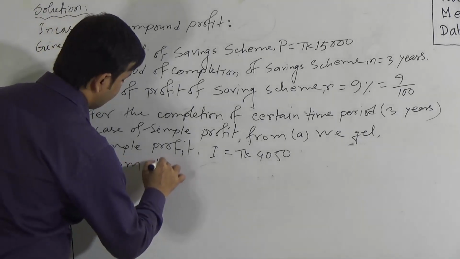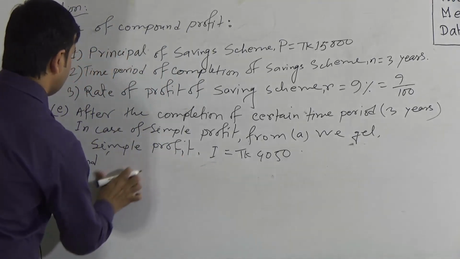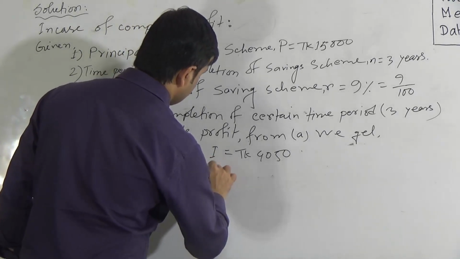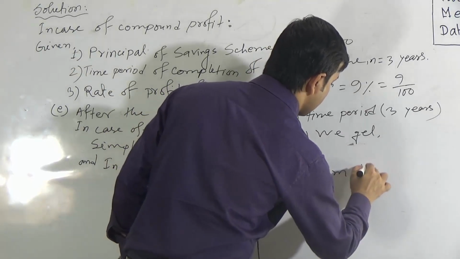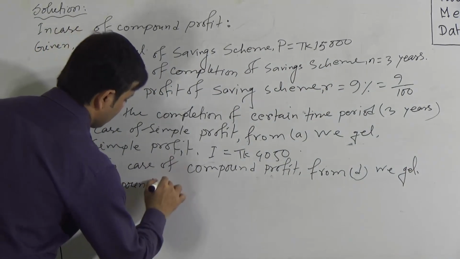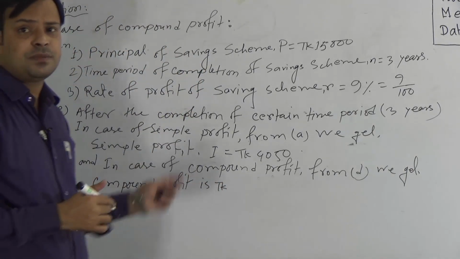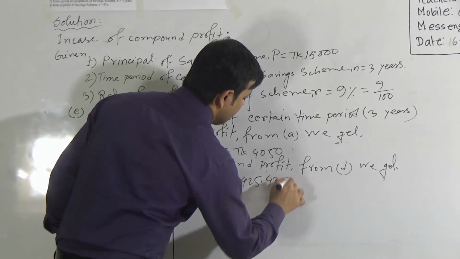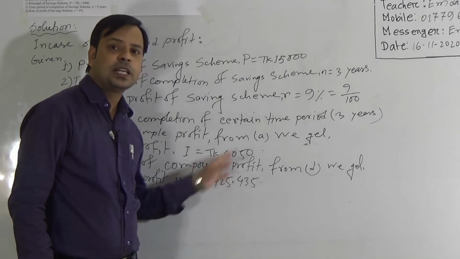And from D, in case of compound profit, we get the compound profit is taka 4,425.435, that we have determined in question D. So if we subtract the simple profit from this compound profit, we will get the difference.